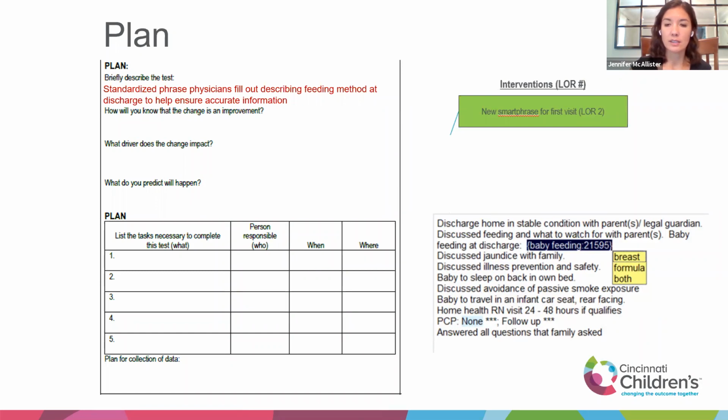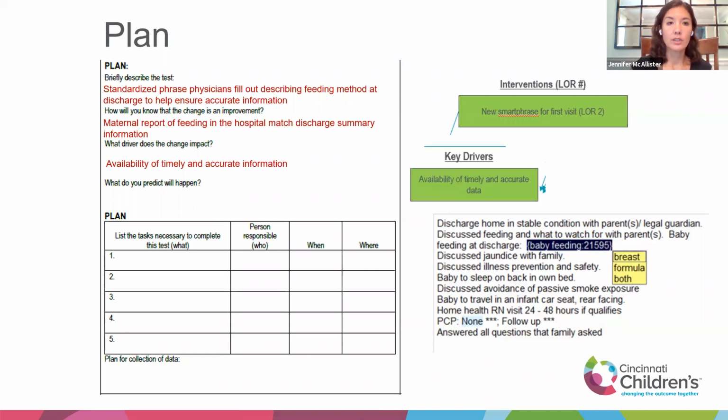And as you can see here, this is an example of that discharge dot phrase. The highlighted portions are what is required of the physician to choose before moving on and being able to complete the note. How we knew that the change was an improvement is we looked at what moms were reporting that they did during the hospital to see if it matched what was recorded in the discharge summary. The key driver that it impacted was the availability of timely and accurate data. And our prediction was that our data would show that more mothers were actually providing some breast milk than what was being shown previously at the time of discharge.